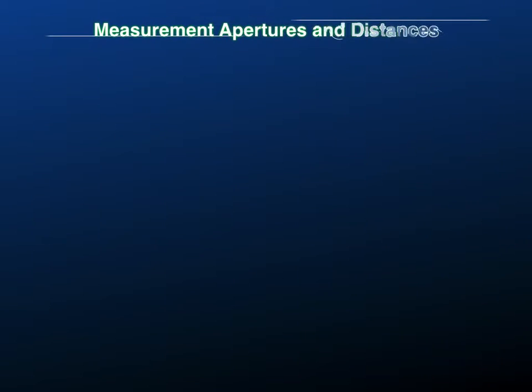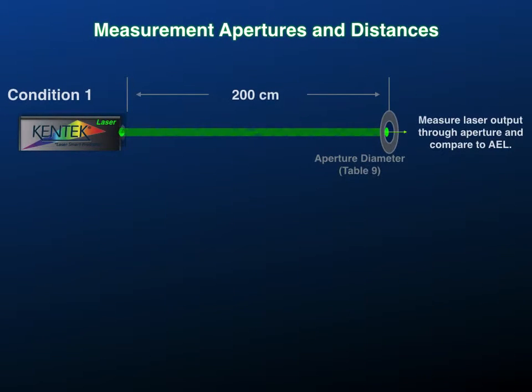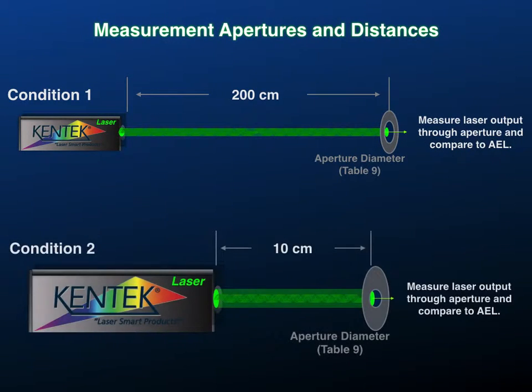How does that exactly work? Well, it sort of works like this. You have a laser, condition 1, we set the aperture that comes from Table 9 based on wavelength and exposure duration at 200 centimeters. We measure the laser output through the aperture and compare it to the AEL. For condition 2, we do the same thing, except we set the aperture at 10 centimeters. We select the aperture from Table 9 based on wavelength and exposure duration, and we measure the laser output through the aperture and compare to the AEL. Okay, so that's the rules.